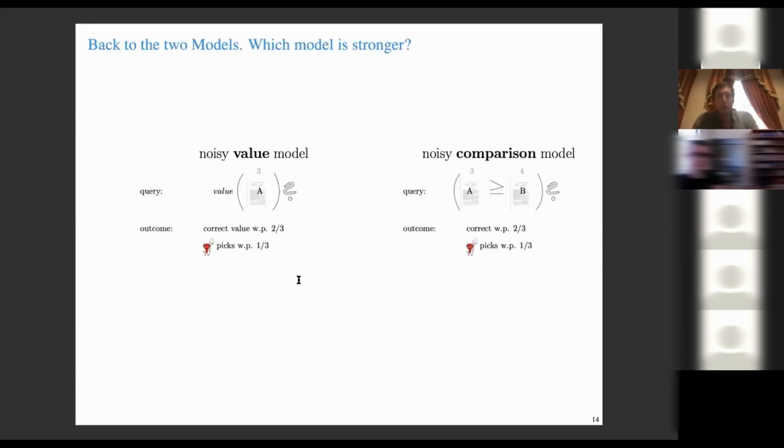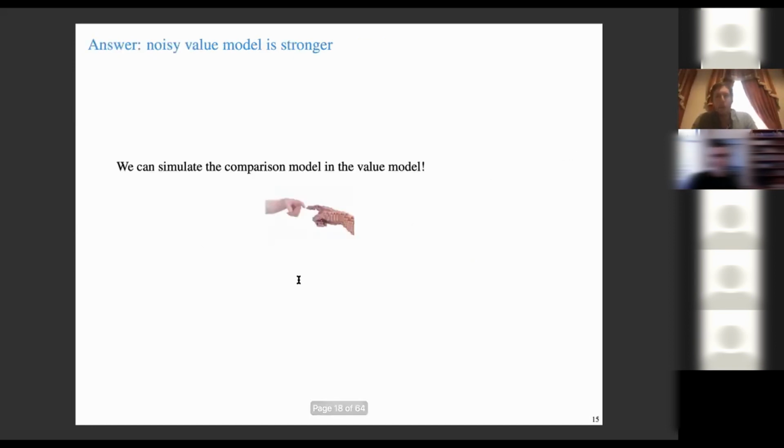Okay, so back to our two models. Which model would you say is stronger than the other model? Any ideas? Noisy comparison? Not quite. But I haven't also told you what I mean by stronger. So what I mean is that you can actually simulate one of them. So you can simulate the noisy comparison model in the noisy value model. And here's what I mean by this.